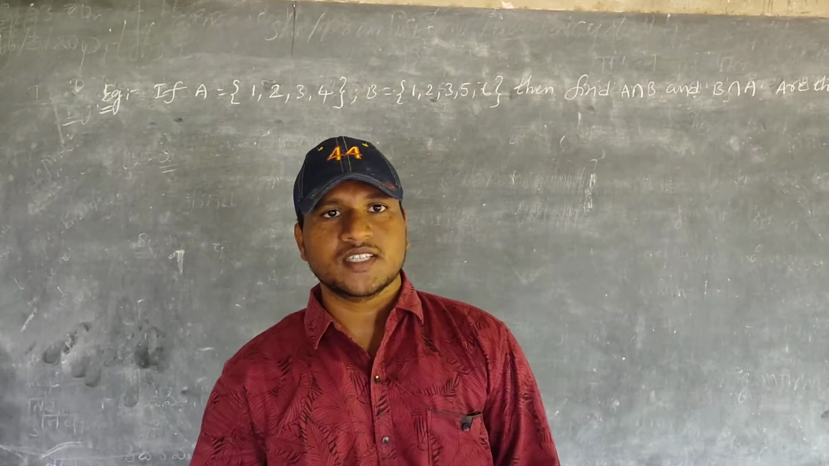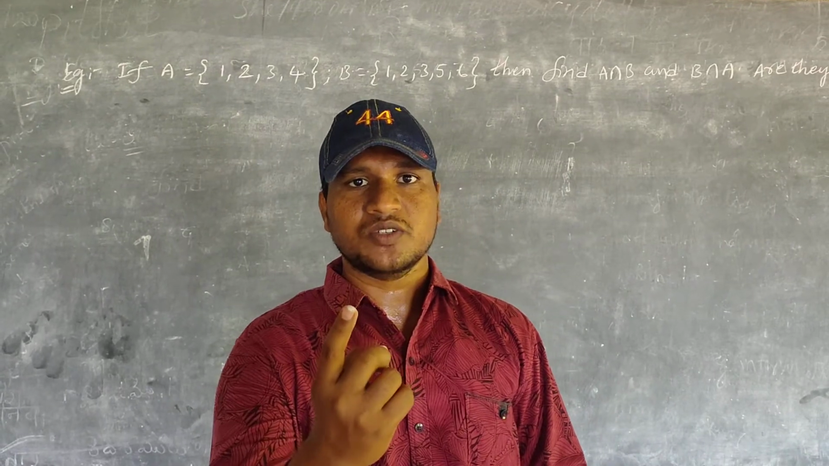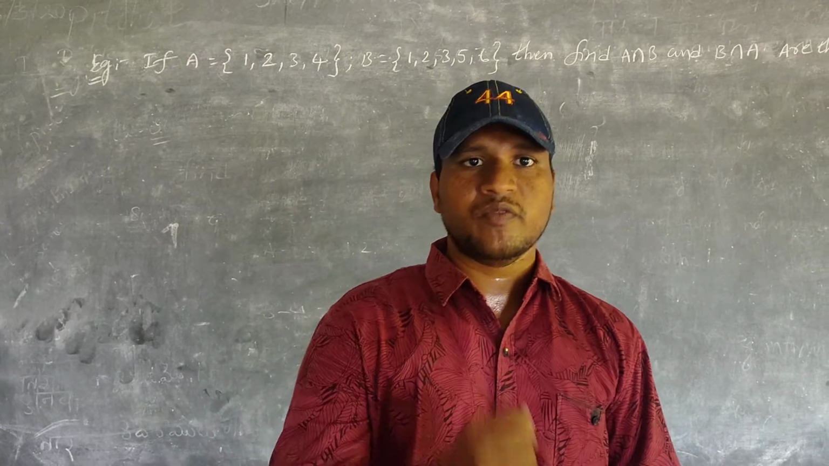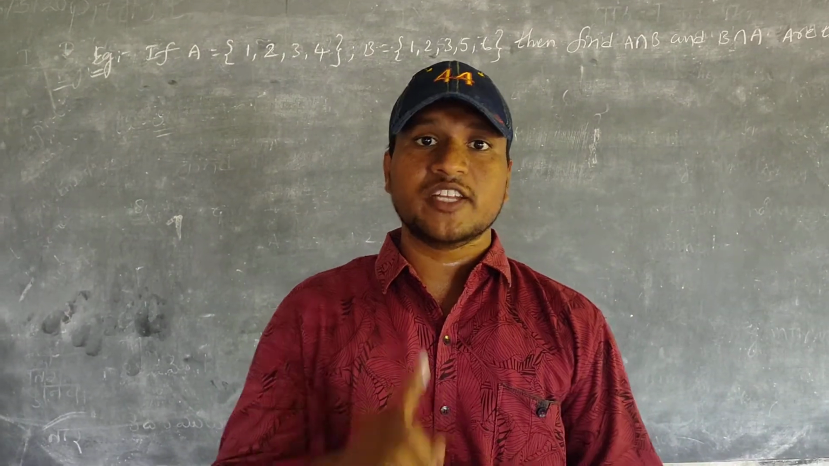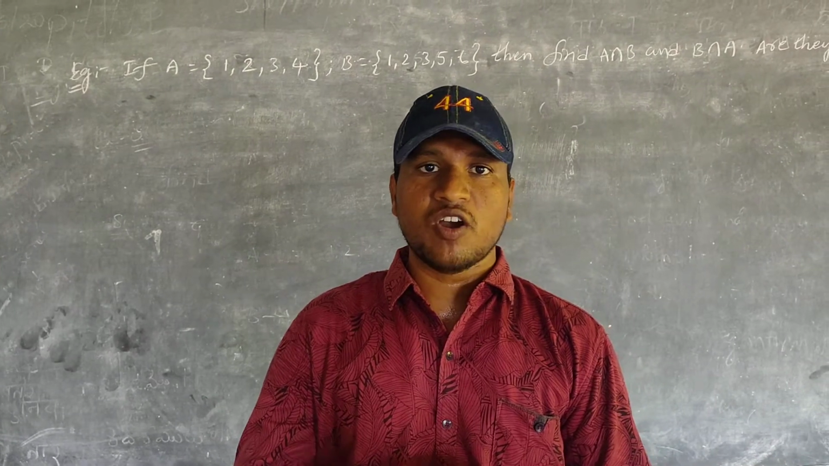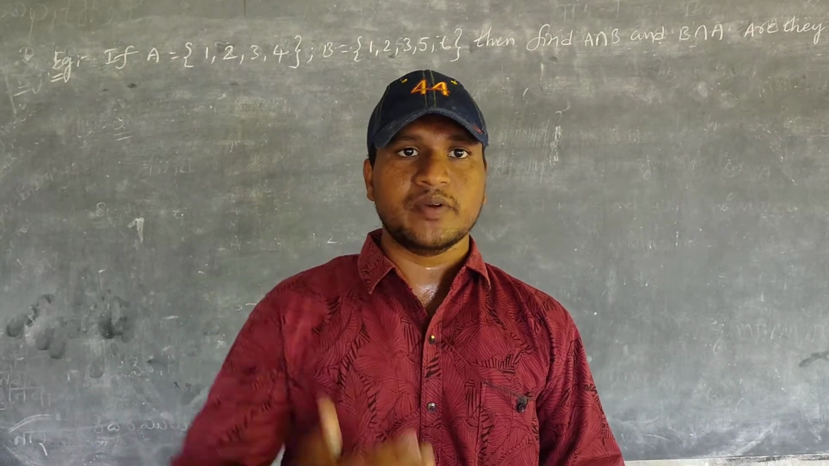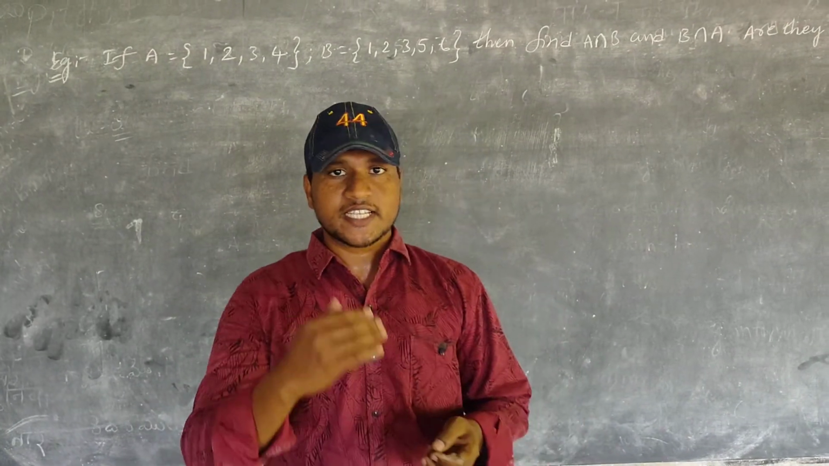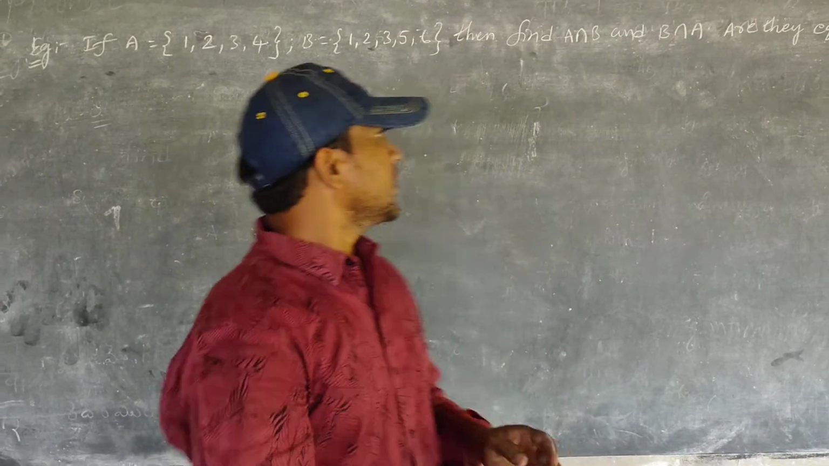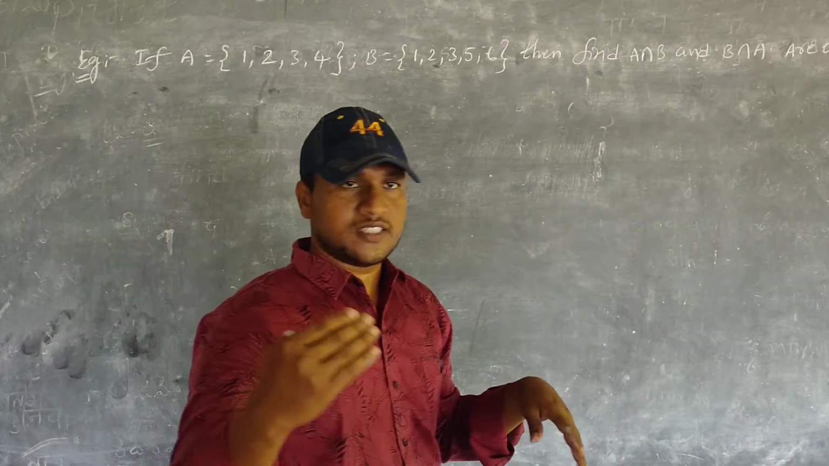Okay students, the sets concept has three parts. The first concept is representation of sets: roster form and set builder form. The second concept is types of sets. The third concept is basic operations on sets. These three concepts are completed and are very important. We already discussed those three topics. Let us discuss examples, concept-wise problems.